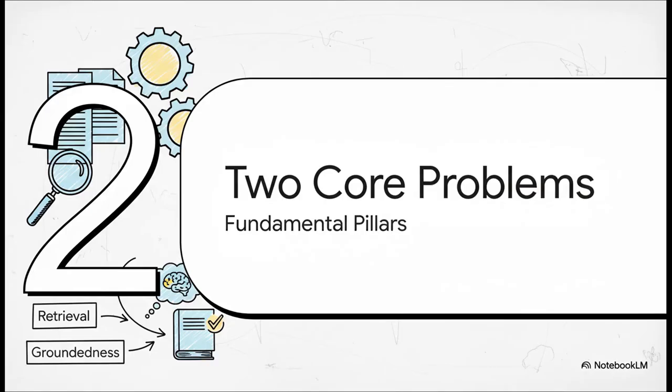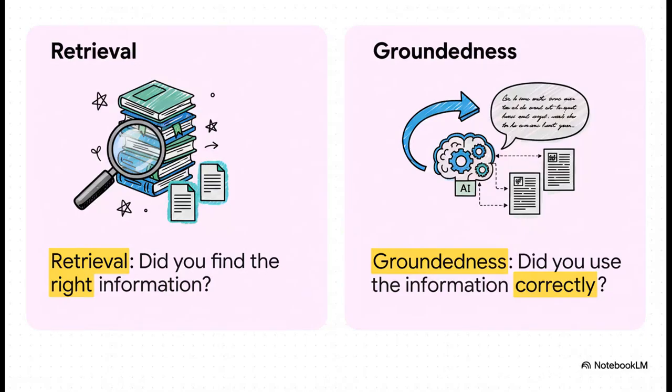Okay, so this brings us to the two fundamental pillars of RAG evaluation. And I promise, if you can get a handle on these two things, you're going to be way ahead of the game in building a system you can actually trust. It really just boils down to two simple questions. First, on the retrieval side, did your system even find the right documents from your knowledge base? And second, groundedness. Once it had those documents, did it actually use them faithfully to build the answer? See, they're two totally different problems and they need different tools to solve.